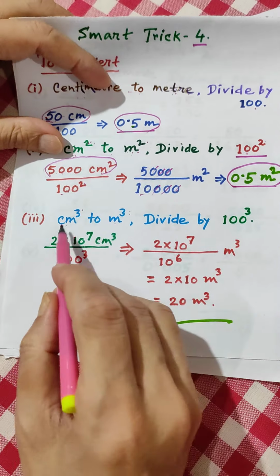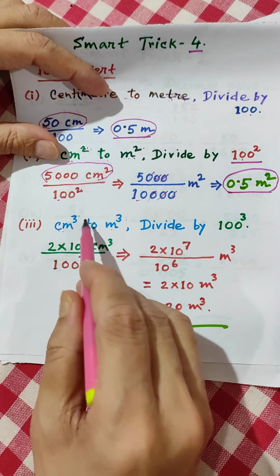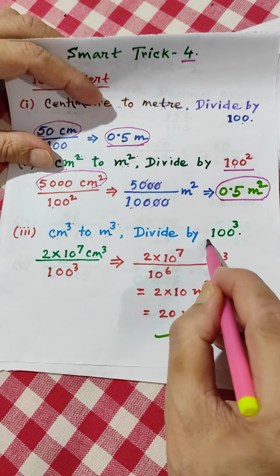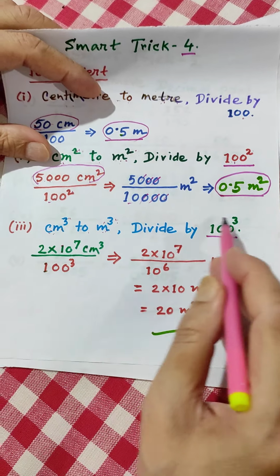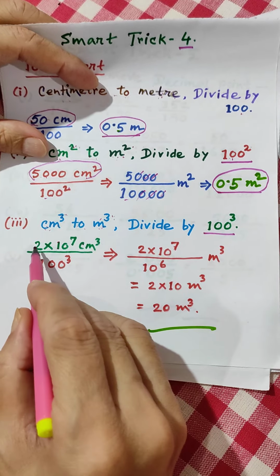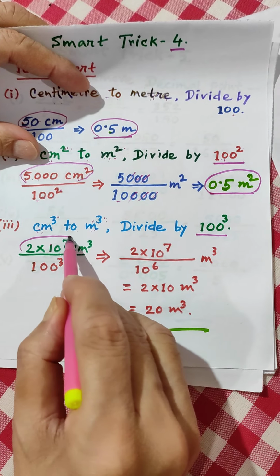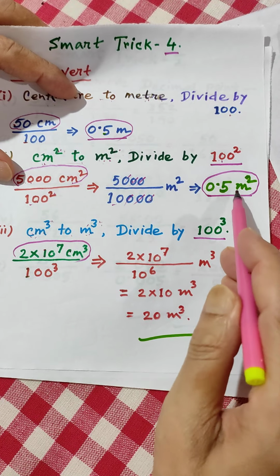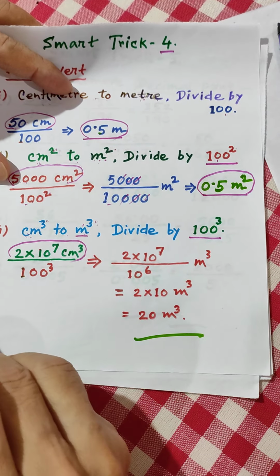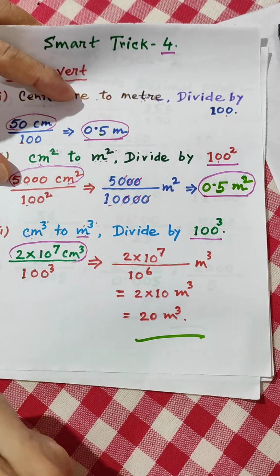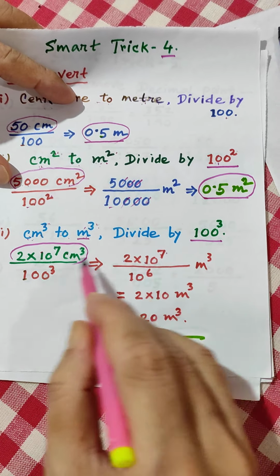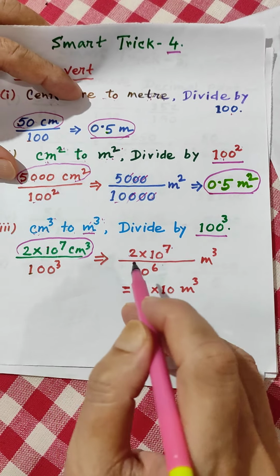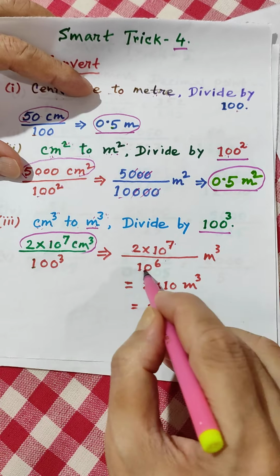Now come to this one. To convert centimeter cube to meter cube, you have to divide by 100 cube. Suppose this one, 2 into 10 to the power 7 centimeter cube, you want to convert to meter cube. So you divide by 100 cube. So 2 into 10 to the power 7 divided by 100 cube. 100 cube means 100 into 100 into 100. That is, there are 6 zeros. So 1 and 6 zeros, so 10 to the power 6.